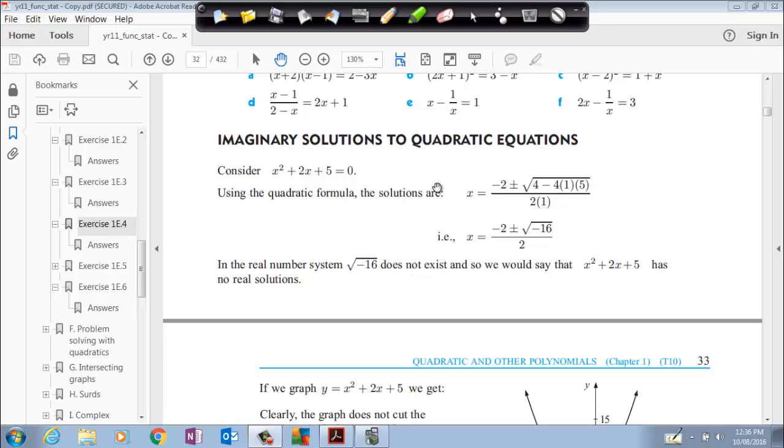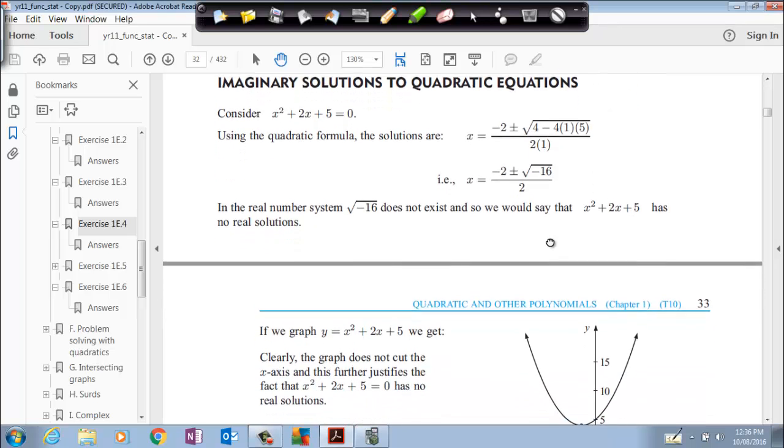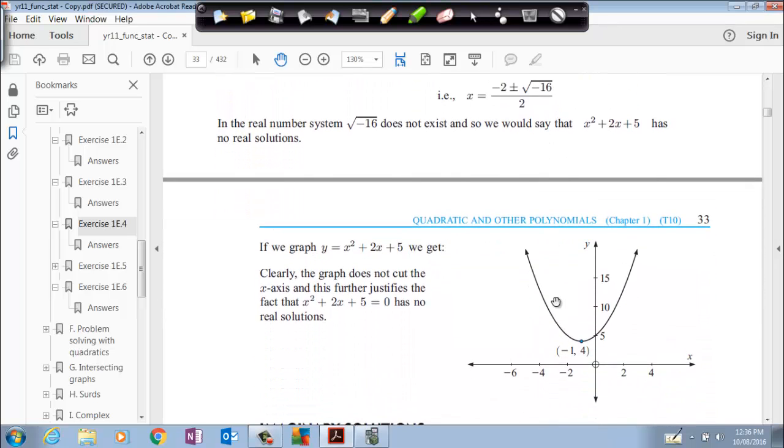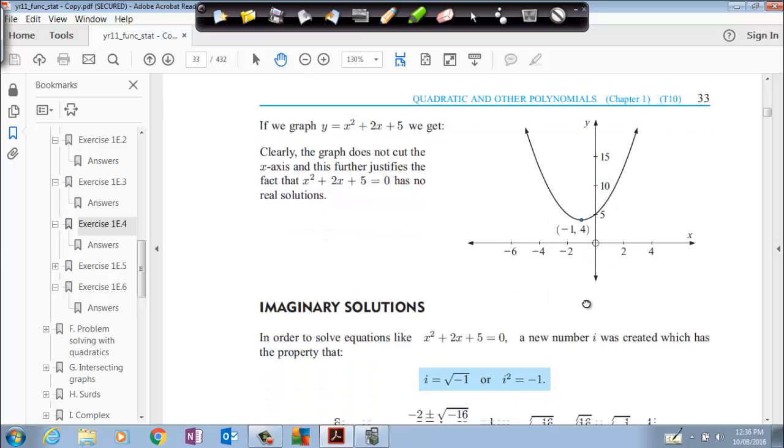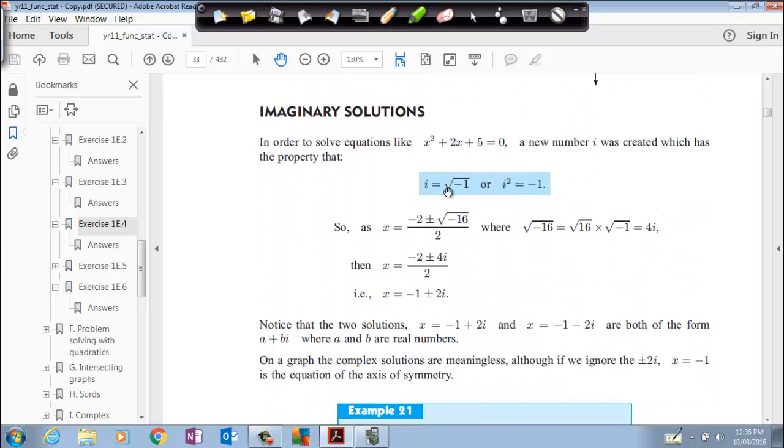Now we'll look at imaginary solutions. These are solutions that don't exist, but we can express them in mathematics. So the definition of the imaginary number is the square root of -1, sitting here. Clearly that doesn't exist. You can't have the square root of a negative number.